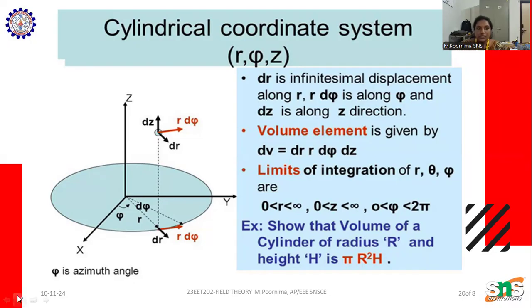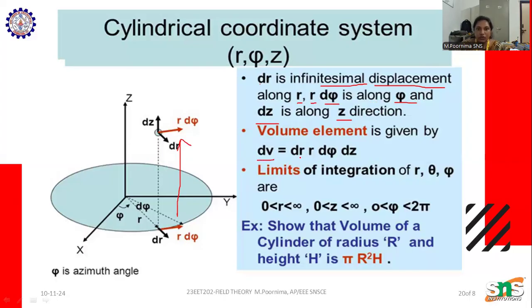Here the cylindrical coordinate system is represented by r, phi, z, as we have discussed. dr is an infinitesimal displacement along r, r d phi is along phi, and dz is along the z direction. We have already discussed that dz is parallel to the z axis. And the volume element is given by dv.